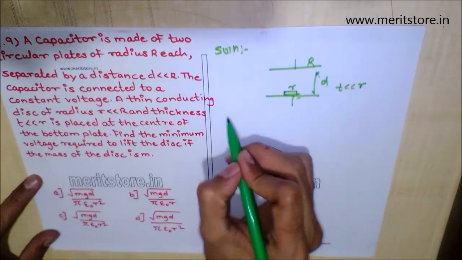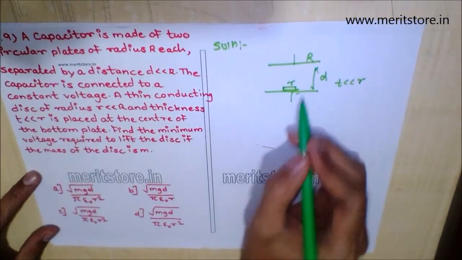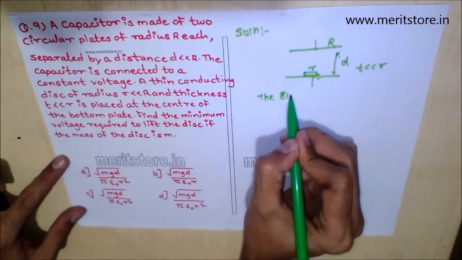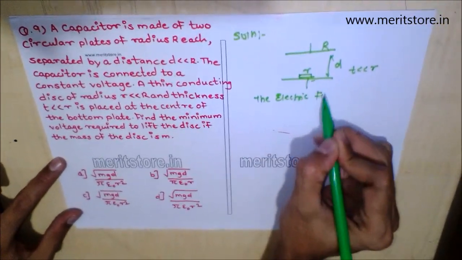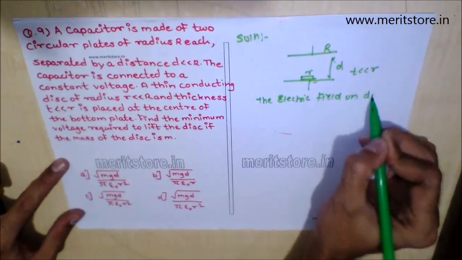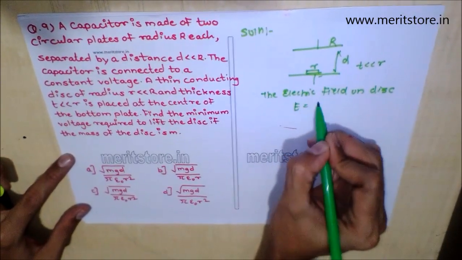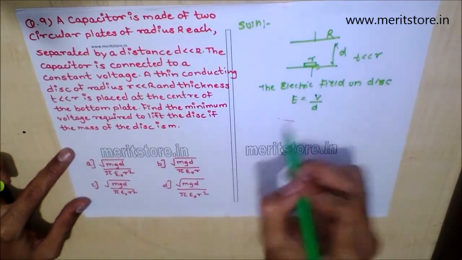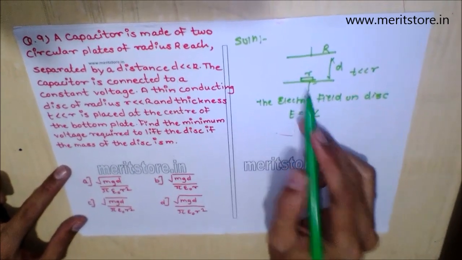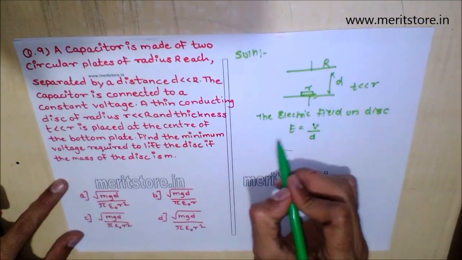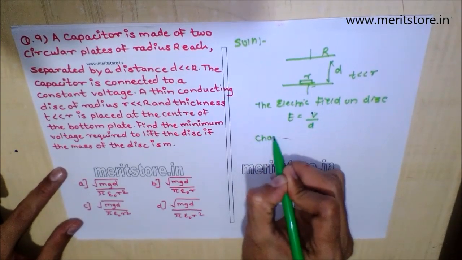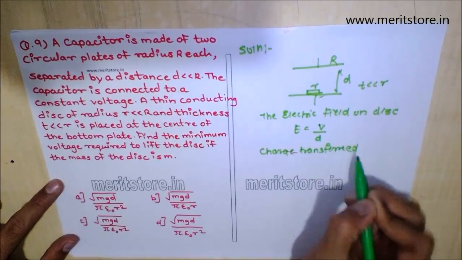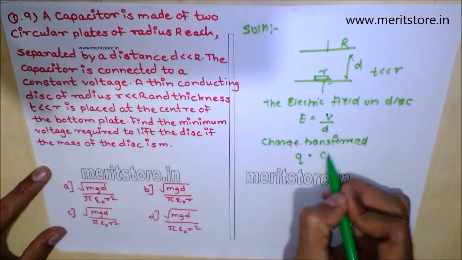Now as this disc is placed on the capacitor, the disc gets charged. The electric field on the disc is given by E, which is equal to V upon d, that is the voltage and the distance between them. Now since there is an electric field generated, the charge is transferred on the disc. So the charge transferred will be Q, which is equal to C into V.